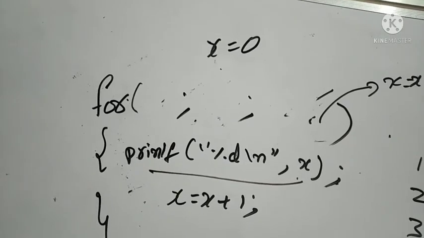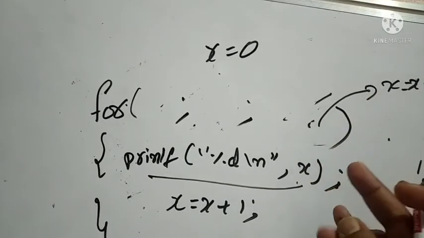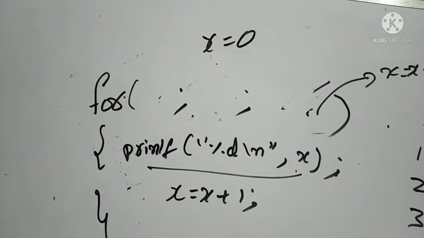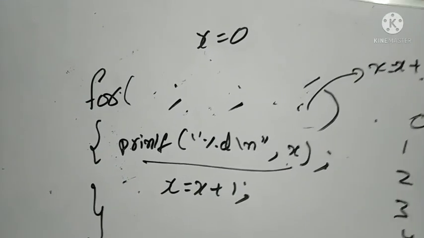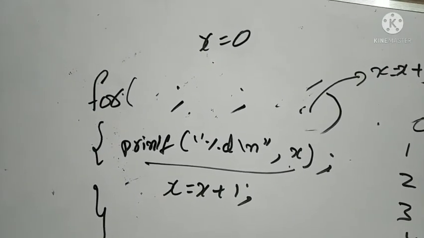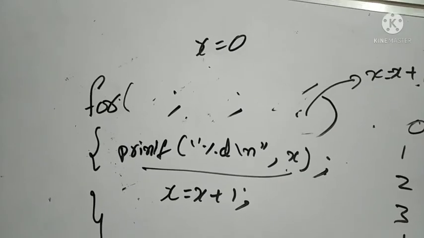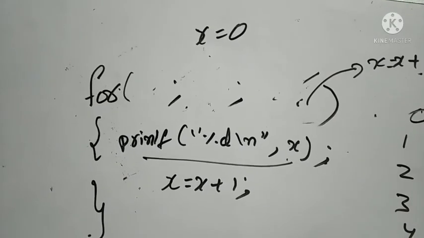So while, do while, and for, these are the three loop instructions that we use in the C language. And tomorrow we are going to try to write a program using arrays.